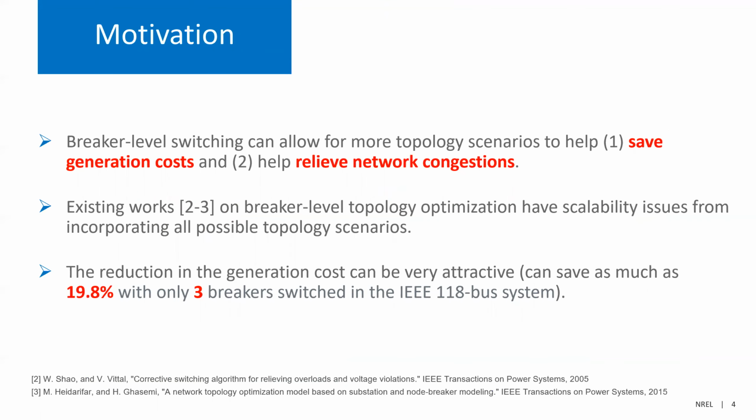The motivation of this work is that we're trying to design the breaker level switching by incorporating bus split events, which can further help reduce the generation costs and relieve the network congestion. Existing work in this area usually has scalability issues from incorporating all the possible scenarios. Based on our study and simulation in this work, we find that the reduction in generation cost can be very attractive. In the IEEE 118-bus system that we test, by changing only 3 breakers, we're able to achieve a reduction of 19.8%.